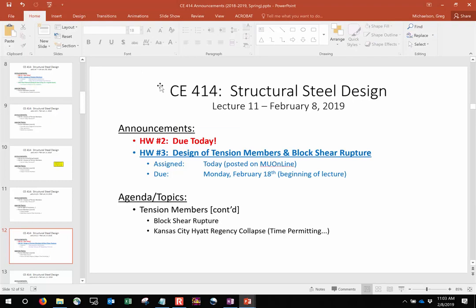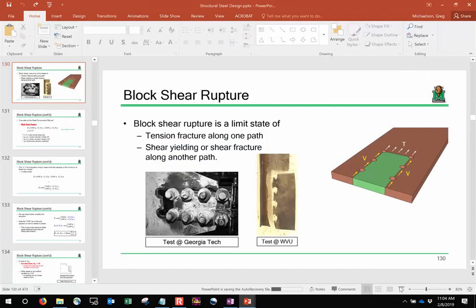So today, we're going to have a full-blown example on block shear. If we have time, we're going to talk about the Kansas City collapse, and then maybe we'll introduce the concept of threaded rods. But we'll see where we're at. Let's sort of recap block shear.